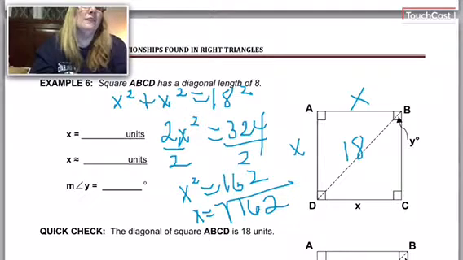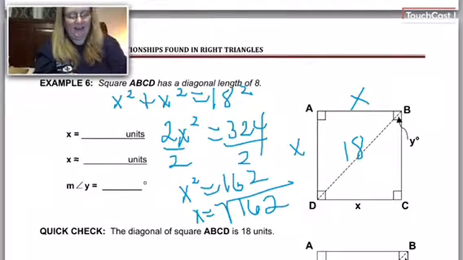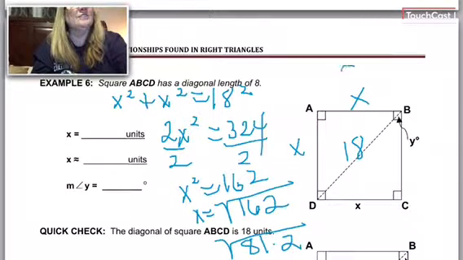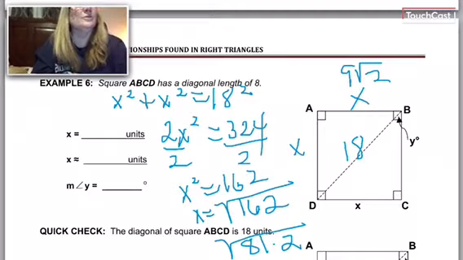So you'll find that we can rewrite 162 as 81 times 2. And the square root of 81 is 9. So this becomes 9 times the square root of 2. So maybe you'll see the pattern now.